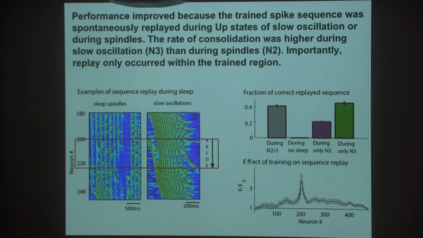Now, the question is why, what happened? So that's kind of what we try to use a model. We try to understand what's going on during sleep, why sleep spindles or slow oscillations may be important to improve performance. And this is an example of an area of the network during slow oscillations, which was trained.